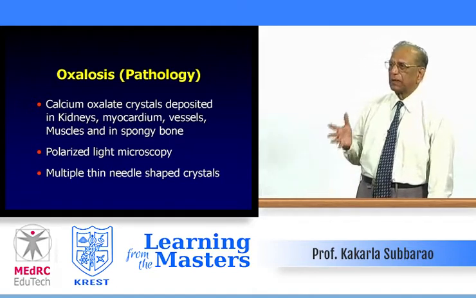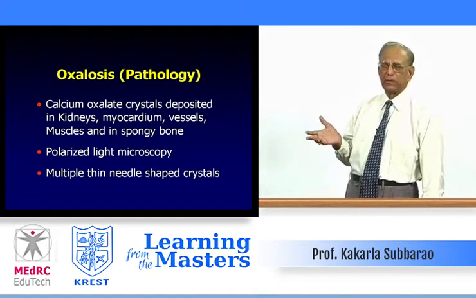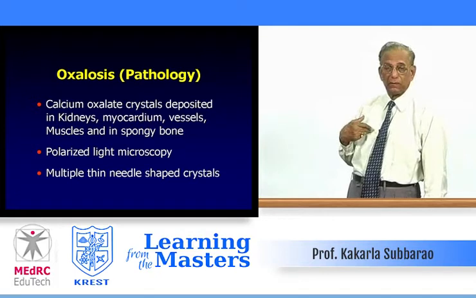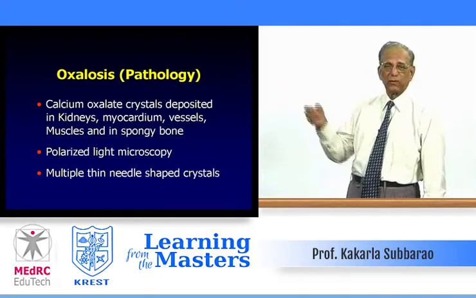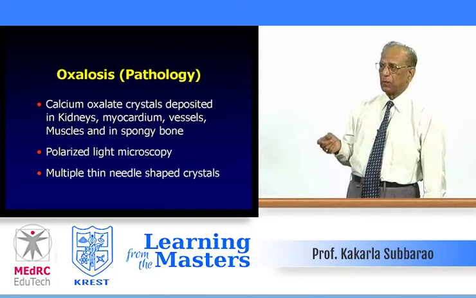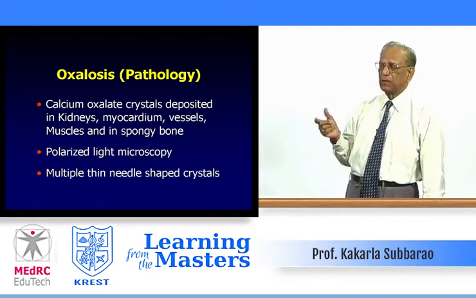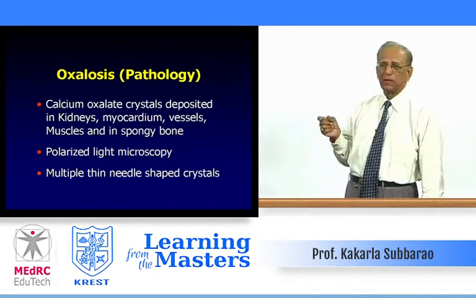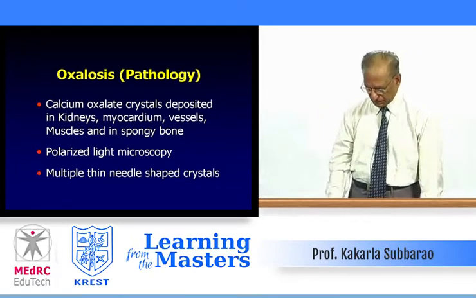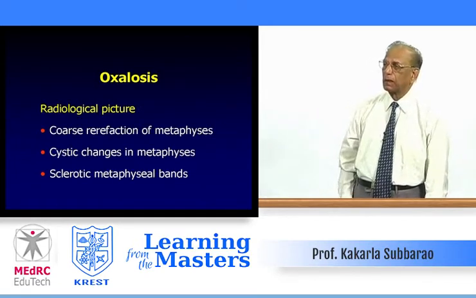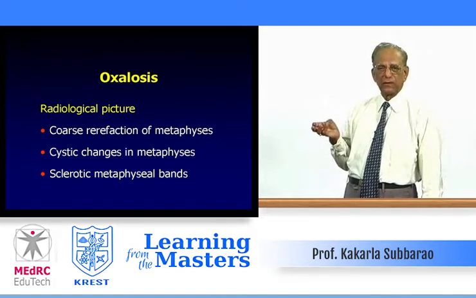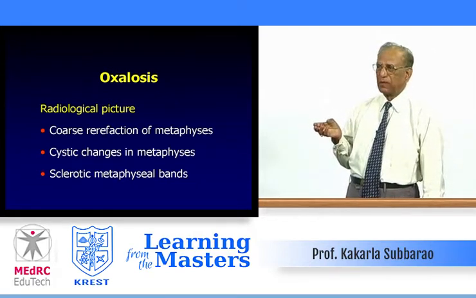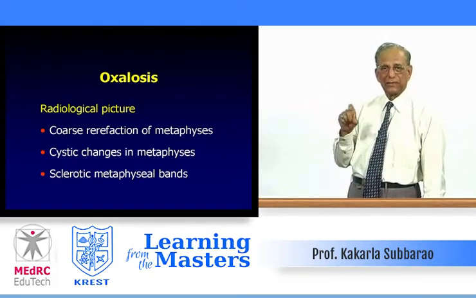Pathology: calcium oxalate crystals are deposited in the kidneys, myocardium, vessels, muscles, and in spongy bone. That's why you get sclerosis. With polarized light microscopy, you see multiple thin, needle-sharp crystals. Radiological picture: coarse rarefaction of metaphyses, cystic changes in the metaphyses, sclerotic metaphyseal dense bands.